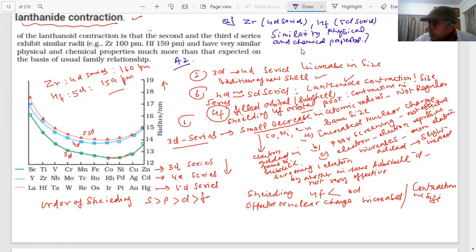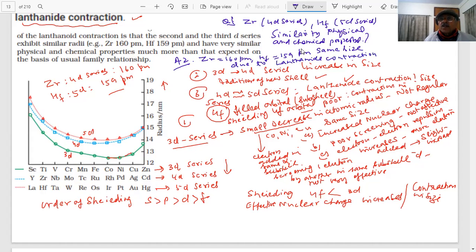Why will zirconium and hafnium show similar properties? That is a question. Because you have seen they have almost the same size. Zirconium is 160 picometer, hafnium is 159 picometer. They have almost the same size, students. Due to what factor? Due to lanthanide contraction.